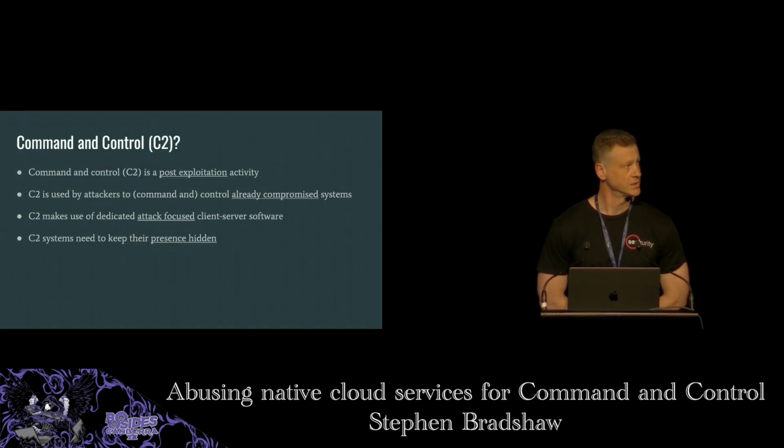So what is command and control? Command and control is a post-exploitation activity, so it happens after an attacker has already compromised a victim host, and then they use the command and control system to control that system after that point. C2 makes use of dedicated attack-focused client-server software, and C2 needs to remain hidden in order to be effective, because no one wants their machine controlled.